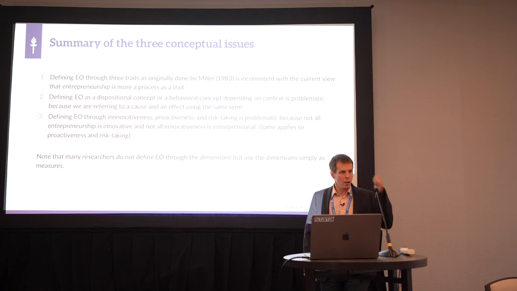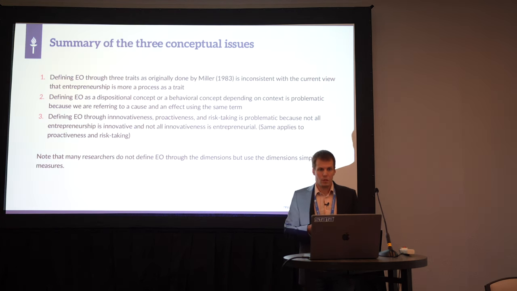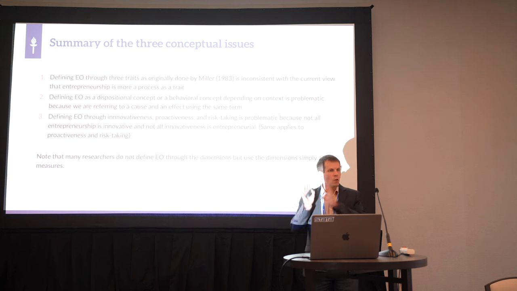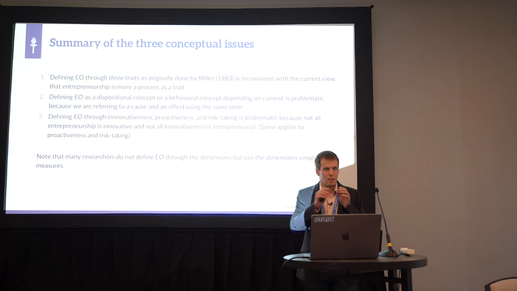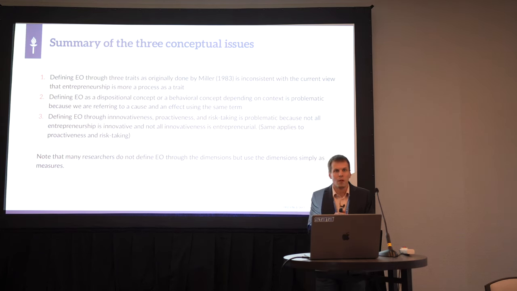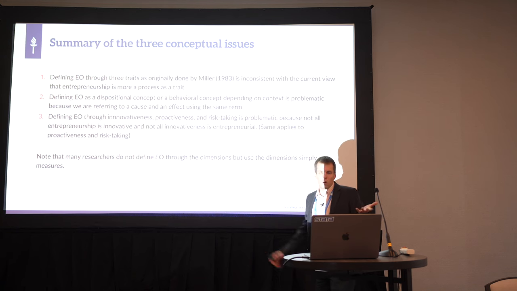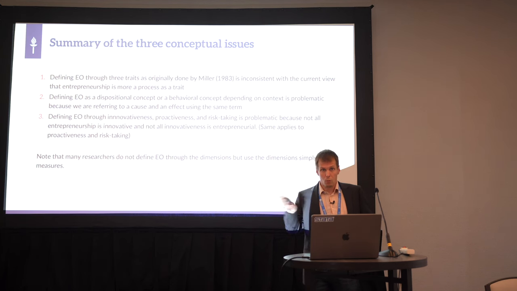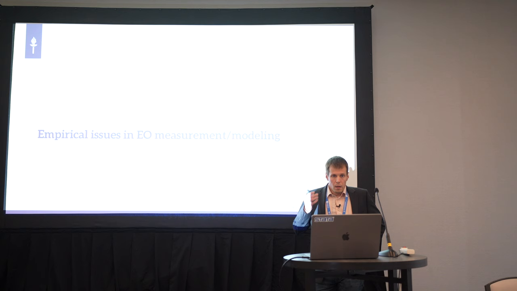So there are three conceptual issues. One, defining EO through these traits has not kept up with our evolving conceptualization of what entrepreneurship is. We think about entrepreneurship differently now, but our thinking about EO has not kept pace. Two, defining EO as a dispositional concept or a behavioral concept is confusing, and it's not according to good scientific practice, where one label should refer to one concept. It is confusing to use the same label for two different meanings depending on the context. And three, innovativeness, proactiveness, and risk-taking are problematic as measures, because they have an independent existence from EO. Of course, not all researchers define EO in terms of these dimensions, but they are still used as measures.